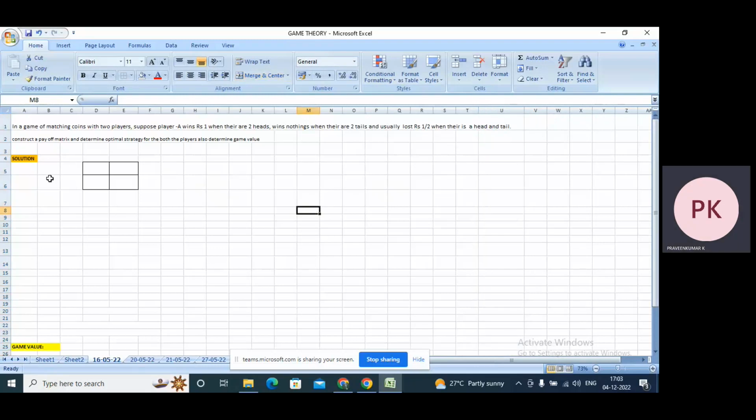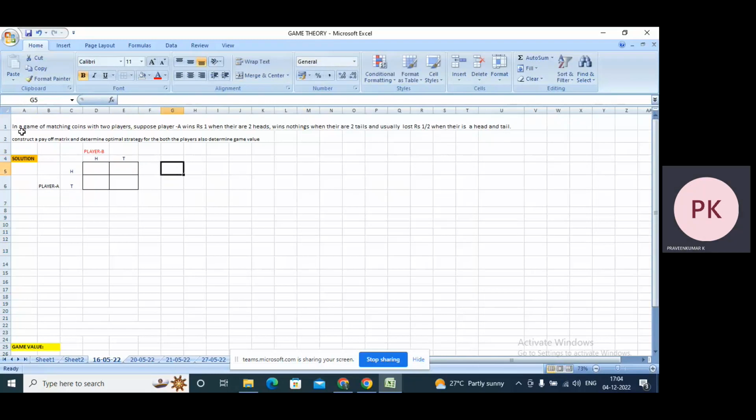Now, this one I call player A. This is my player A, and this is my player B. Let us see how to construct a payoff matrix for player A and player B. It is a coin matching game. Player A may get head or tail if you put a coin. Similarly, player B may get head or tail.